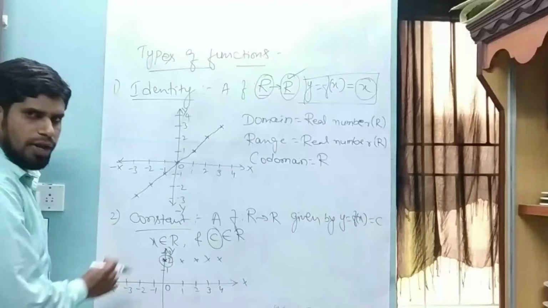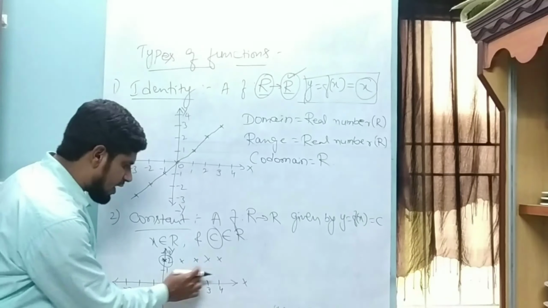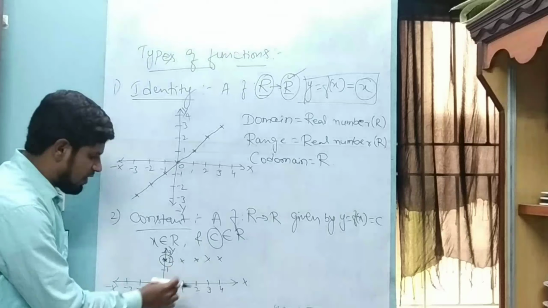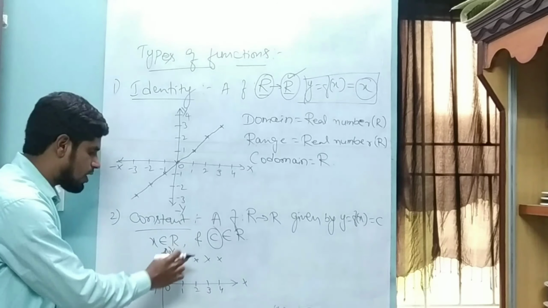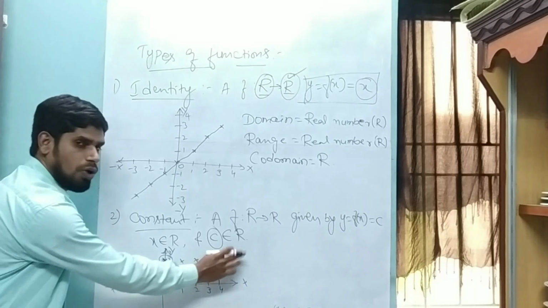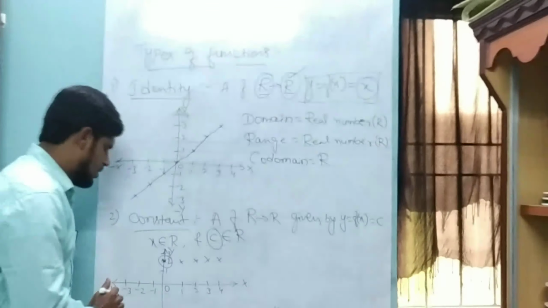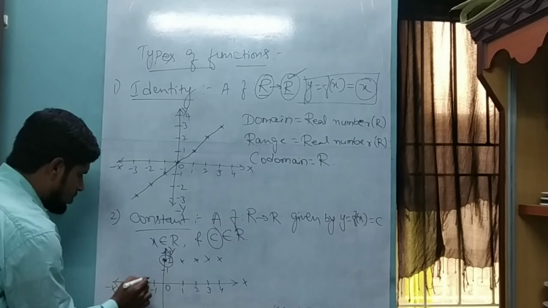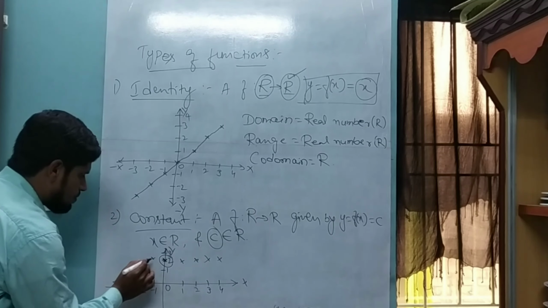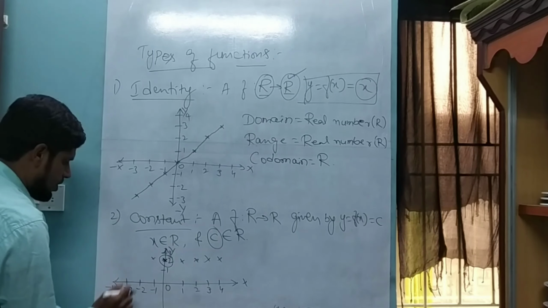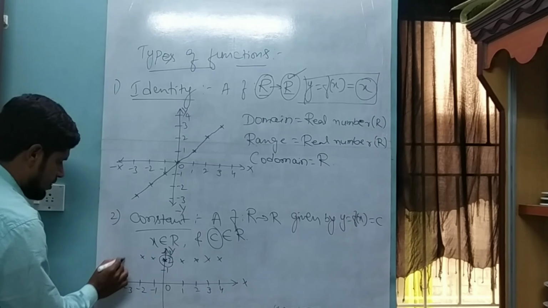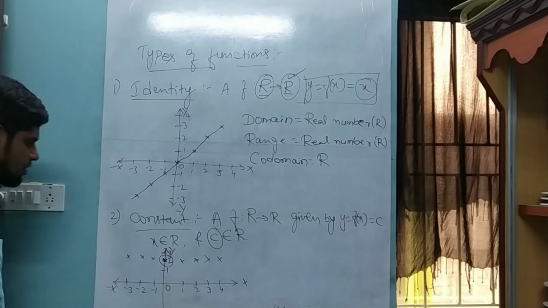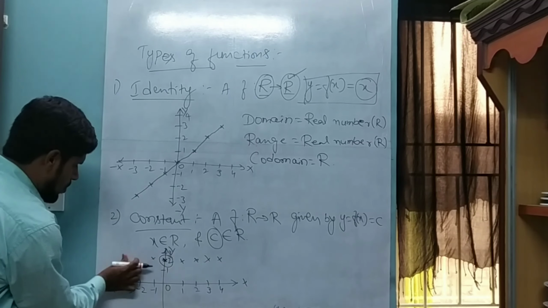Like that, if I come to negative values, not only direct values 1, 2, 3, even if I put any decimal for x, the answer is 2 only. If I put x equals minus 1, then also the answer is 2. If x is minus 2, it is 2. If x is minus 3, then also y is 2.